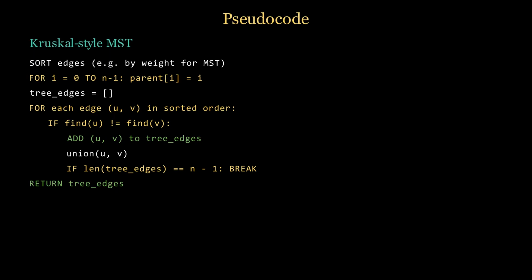Kruskal: sort the edges by weight, initialize union find. For each edge in order, if the endpoints are in different components we add the edge and merge. Stop at n-1 edges.